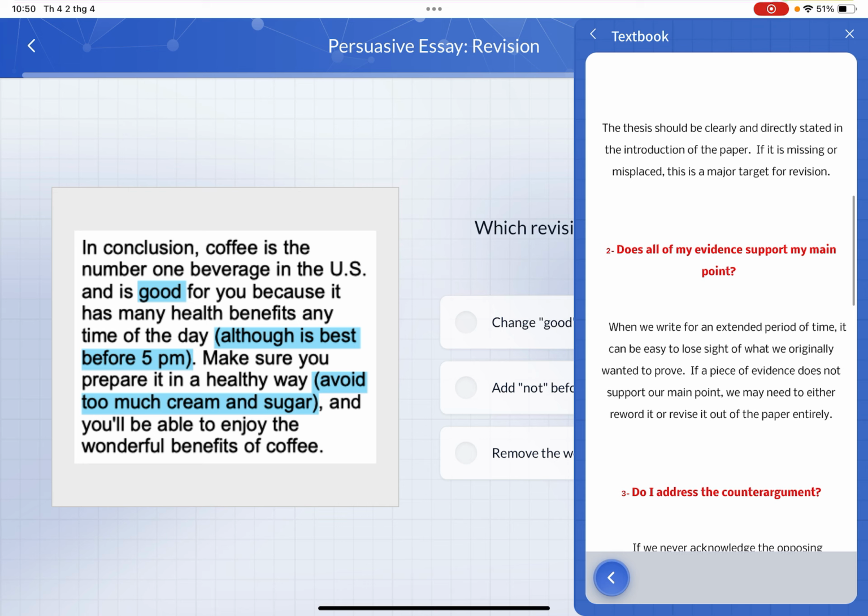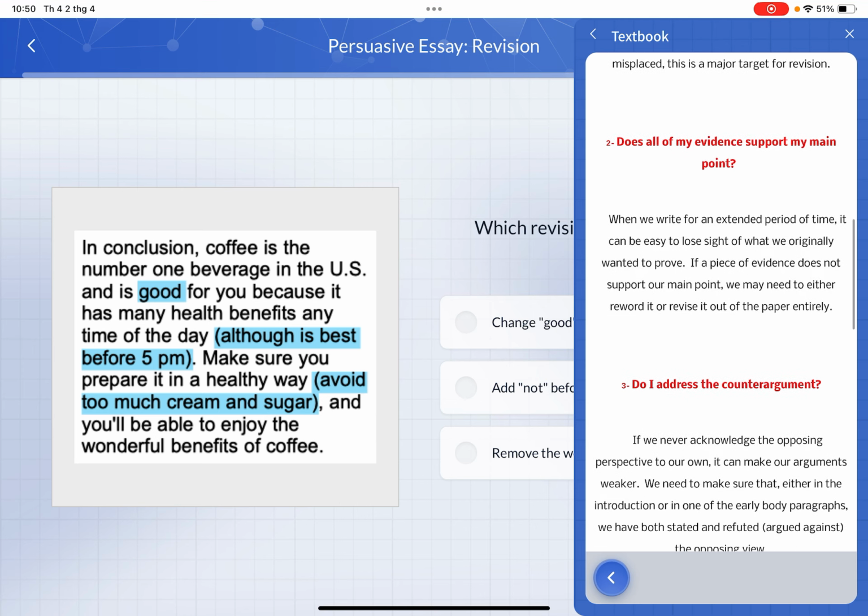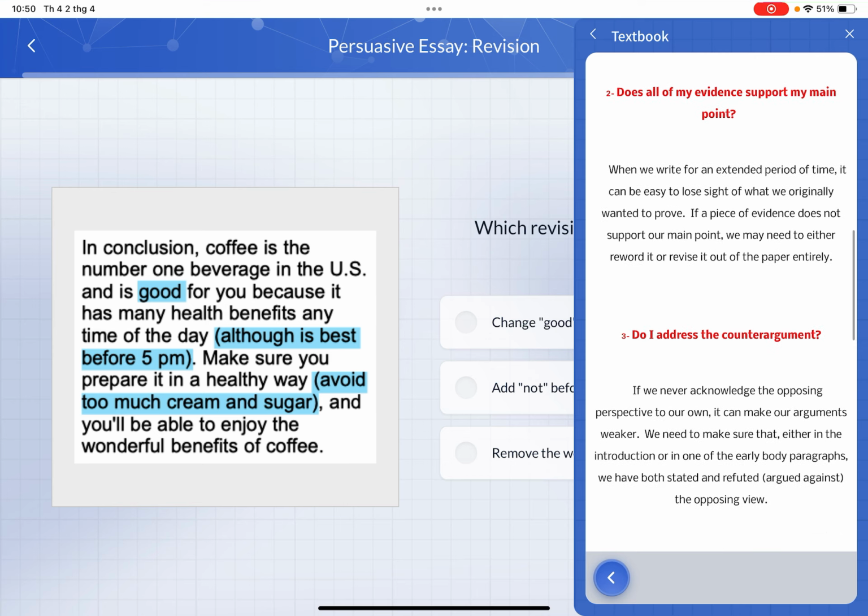Second, does all of my evidence support my main point? Well, when we write for an extended period of time, it can be easy to lose sight of what we originally wanted to prove. If a piece of evidence does not support our main point, then we may need to either reword it or revise it out of the paper entirely.